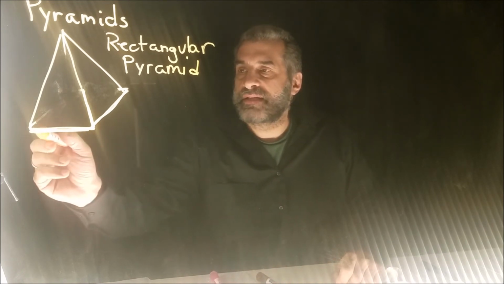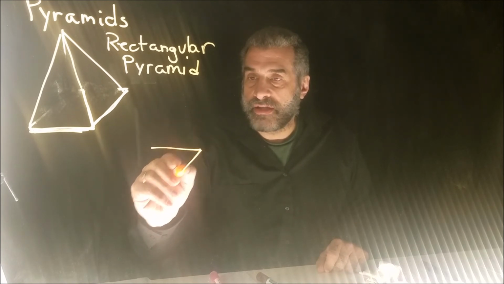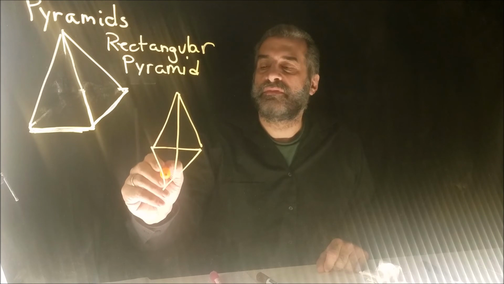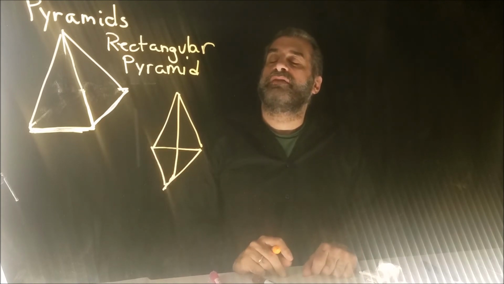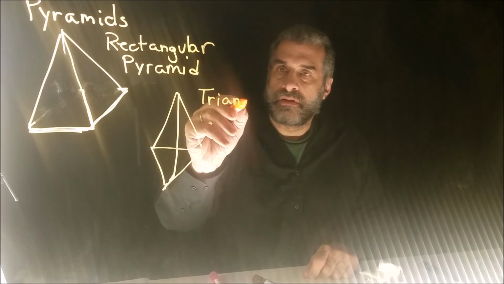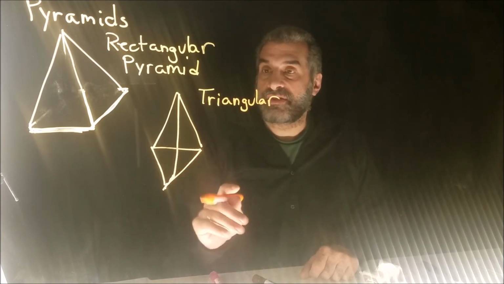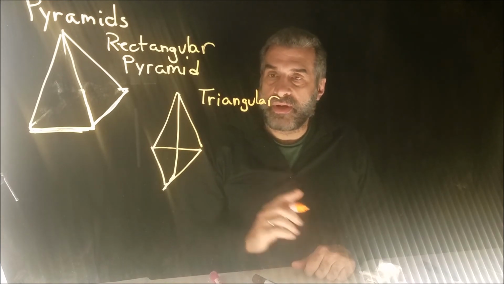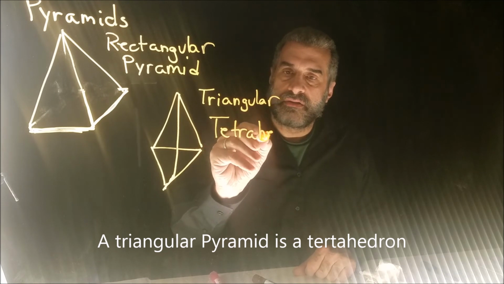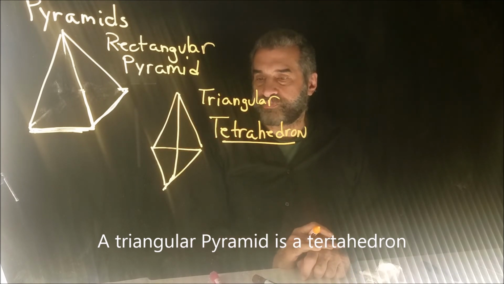But then the base, I said, could be any shape, right? It could be a triangle. So if you make a triangle, right, and then you make another triangle, connect it, right? There is a triangular pyramid. Triangular, right? Has a triangle for a base. All of them are triangles, right? By the way, a triangular pyramid is a tetrahedron. Fancy term. Tetrahedron is a triangular pyramid.